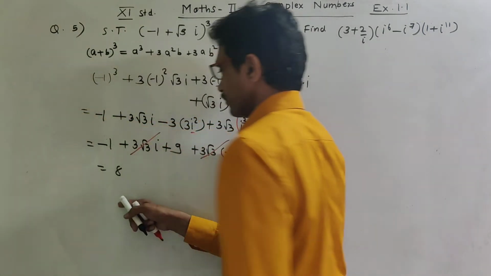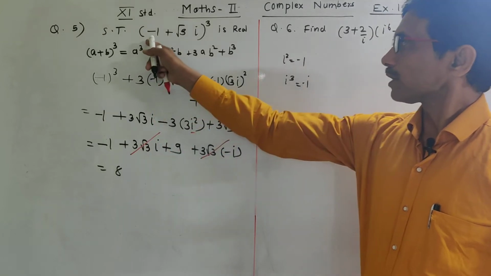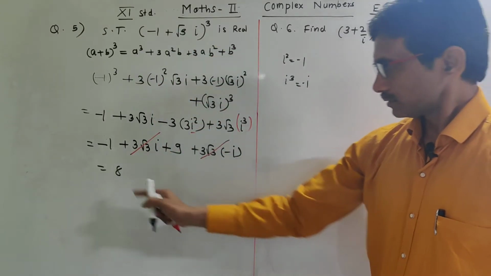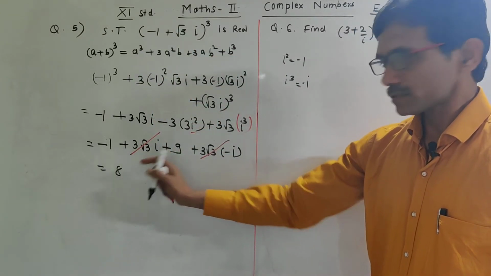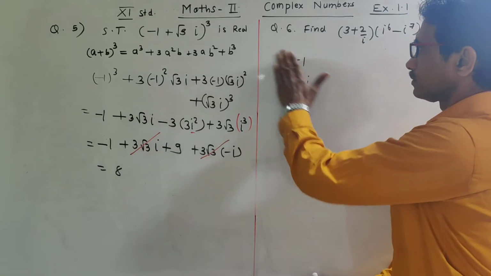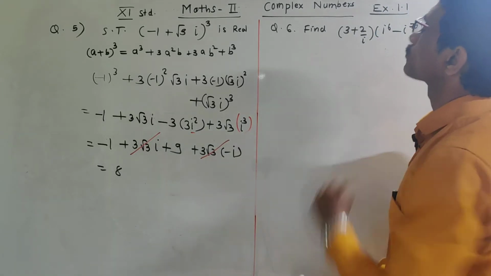So this 8 is what? A purely real number. So we have shown that it is real. So it is equal to 8, and that is a purely real number. So the next question is the 6th question.